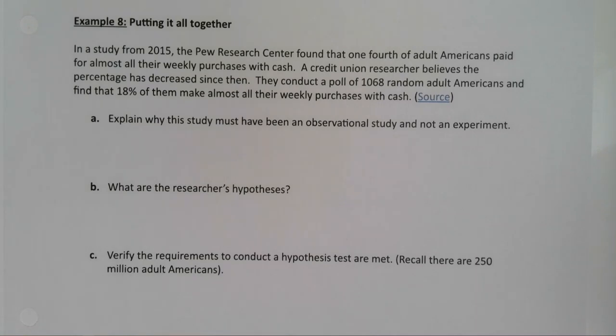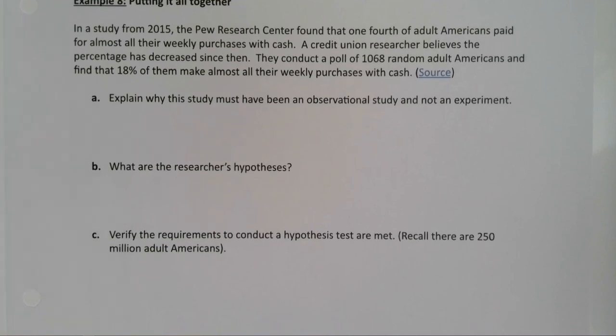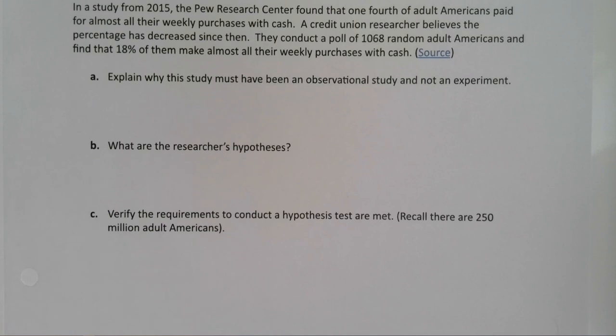In this example, we're going to conduct one more hypothesis test with all the steps and bells and whistles to make sure we really understand the larger type questions. So in a study from 2015, the Pew Research Center found that 1/4 of adult Americans paid for almost all their weekly purchases with cash. A credit union researcher believes the percentage has decreased since then.